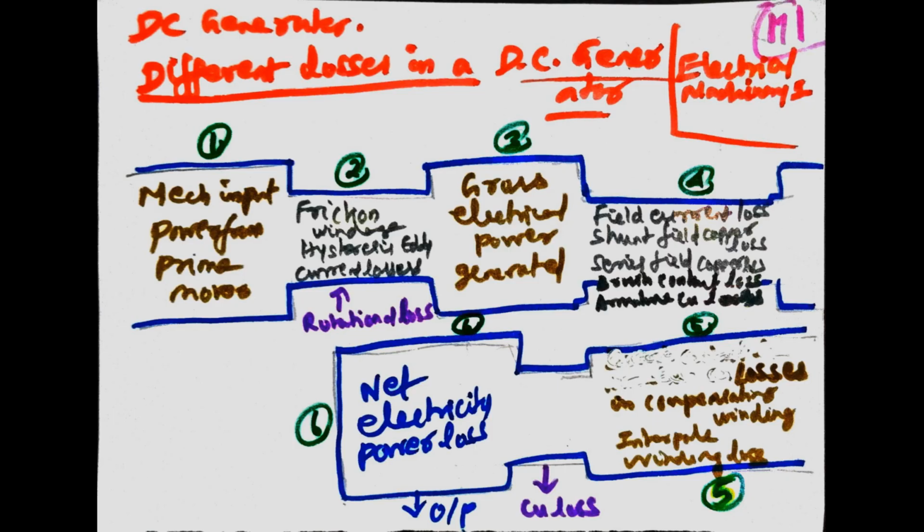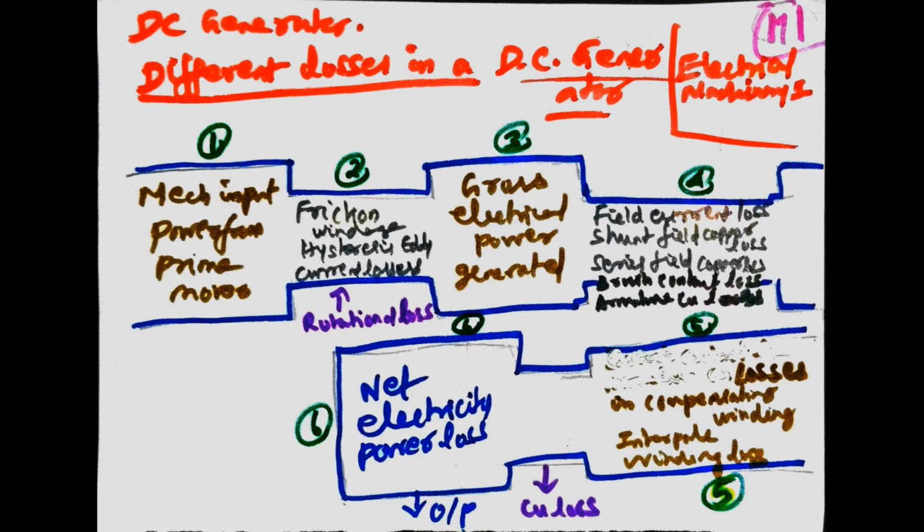Electrical machinery 1. Different losses in a DC generator. DC generator topic. The first column is mechanical input power from the prime mover. Then it is transferred to friction, windage, hysteresis and eddy current losses. That is the rotational losses. Then comes gross electrical power of the generator.